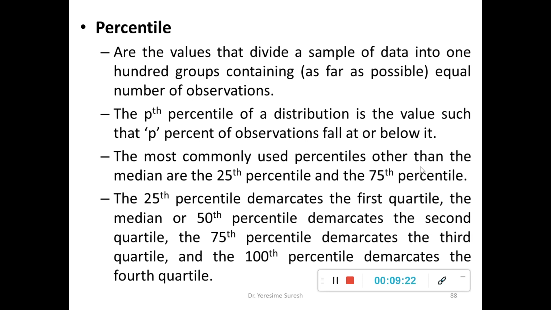The most commonly used percentiles other than the median are the 25th percentile and the 75th percentile, wherein the 25th percentile demarcates the first quartile, the 50th percentile or median demarcates the second quartile, the 75th percentile demarcates the third quartile, and the 100th percentile demarcates the fourth quartile. So percentile is nothing but dividing the available input data set into 4 equal parts. That process of dividing is called percentile. We'll solve an example, then you'll probably be able to understand what exactly percentile is.